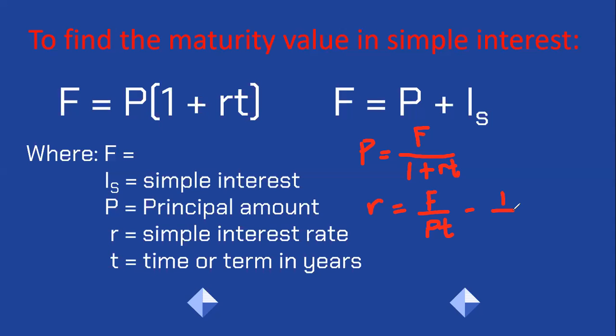Ita-transpose yung 1, di ba? Matitira sa kabilang side is yung RT divided by T. So divide both sides, ano pala? By 1 over T. Okay. Yan. So yan yung magiging formula natin for R. Pag T naman siya, we'll have T equals F over P, F over PR ano? Minus 1 over R. Tama, tama.